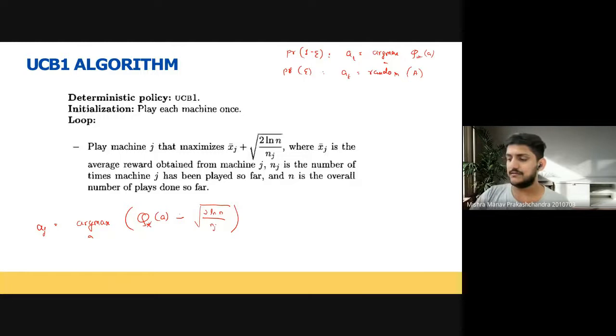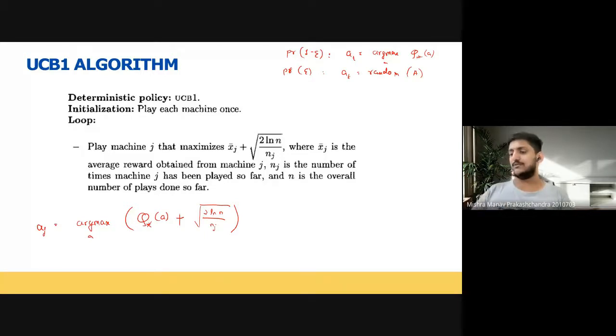What this algorithm tells me is that instead of only selecting the action which has the highest Q value, I'm also taking into consideration some sort of a standard deviation around the estimated Q value that I have. This term can be thought of as a standard deviation around the estimated mean that I have accumulated so far. Here the small n represents the total number of arm pulls I've done till that time step, irrespective of which arm, and nj is the total number of times that I've selected arm j.